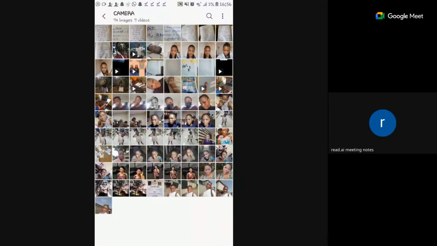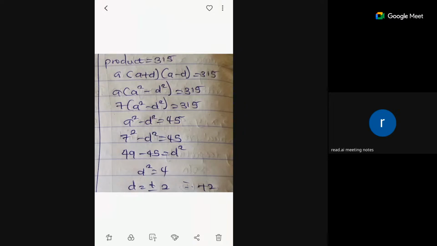I'll collect like terms. So I'm going to have 49 minus 45 equals D square. 49 minus 45 will give me 4. So I'm going to have D square equals 4. Square root of both sides. So my D can be plus or negative 2. And since it's an arithmetic progression, we go for the plus 2.